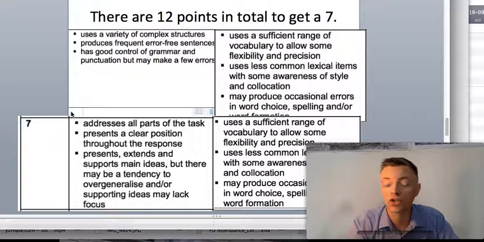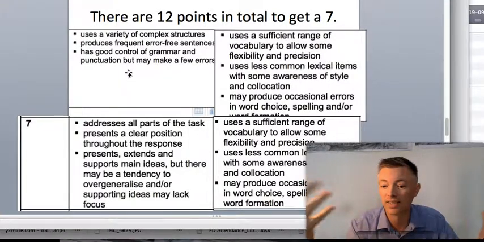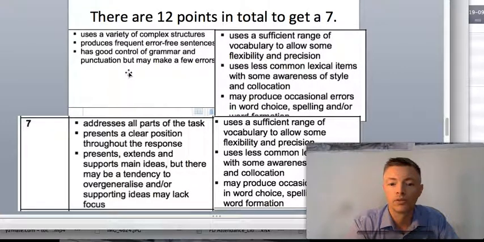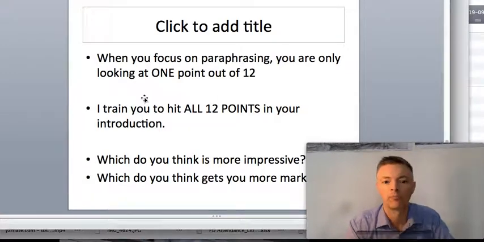And what you want to do in the introduction is show the examiner as many of these points as you can in the introduction. So for example, a sufficient range of vocabulary, addresses all parts of the tasks, and complex structures is in there, but you have lots of time in the essay to work on complex structures. So you don't need to force yourself to do it in an introduction. An introduction should be nice and clear and presenting the main ideas. You're going to extend them later, but you're just going to present them. You should use some good vocabulary, maybe one less common word. Let's see an example and I'll show you, okay?